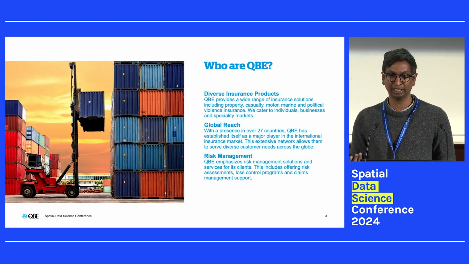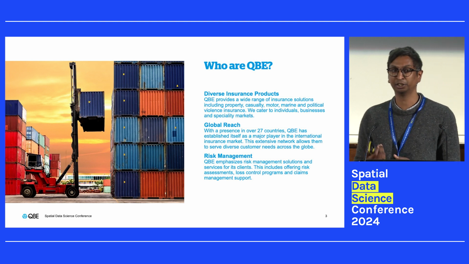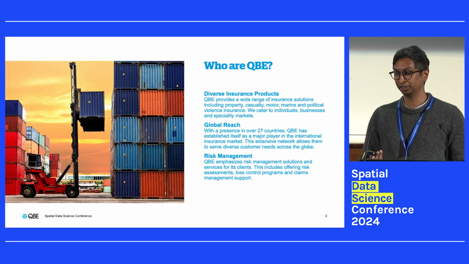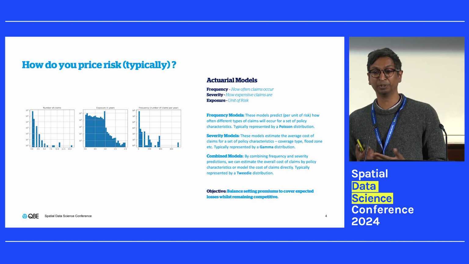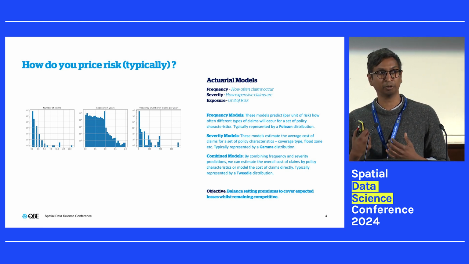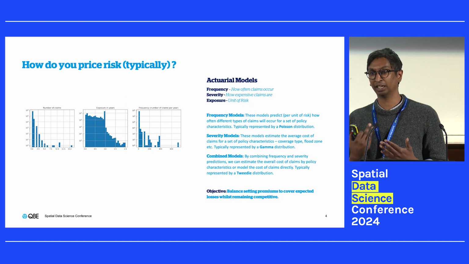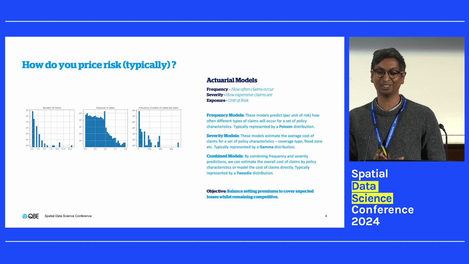So how does the pricing and data science team tie into what QBE does? We price the risk. So what do we do when we typically price a risk? I'm sure most of you might have heard what an actuary is. Our team is a hybrid of pricing and data science and actuarial.